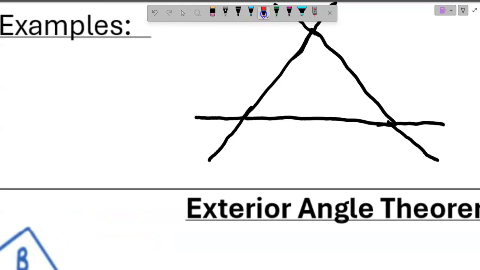So in red, these angles would be your interior angles. We know that they add up to 180, by the way. So an exterior angle, I'll use blue for this, is going to be this angle right here because it is a linear pair with an interior angle. Also, technically, this would be considered an exterior angle as well. So these are some examples.